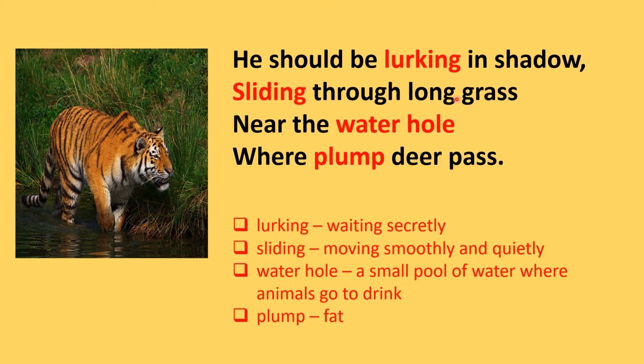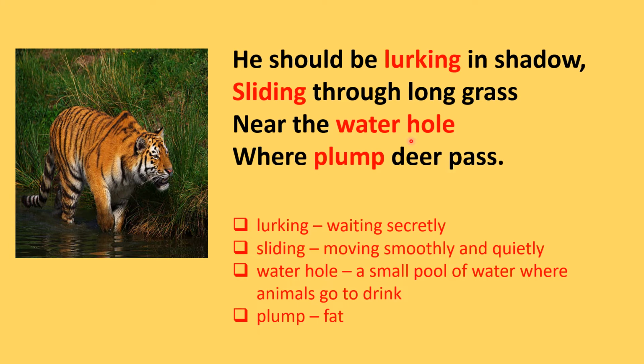Long grass keeps the tiger hidden. He's not visible. Even the shadows keep the tiger hidden. So near the water hole, he moves near the water hole. What is the water hole? A water hole can be a small pool of water where animals come to drink water.